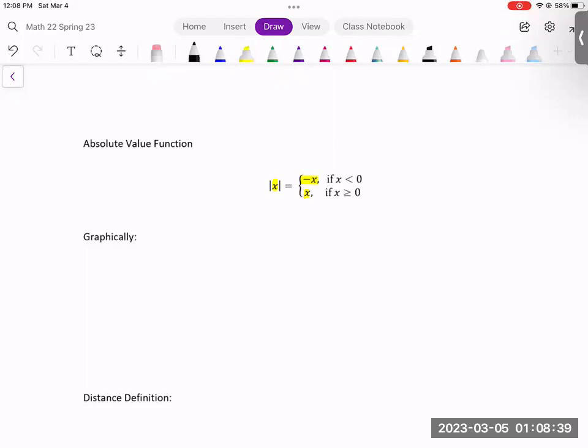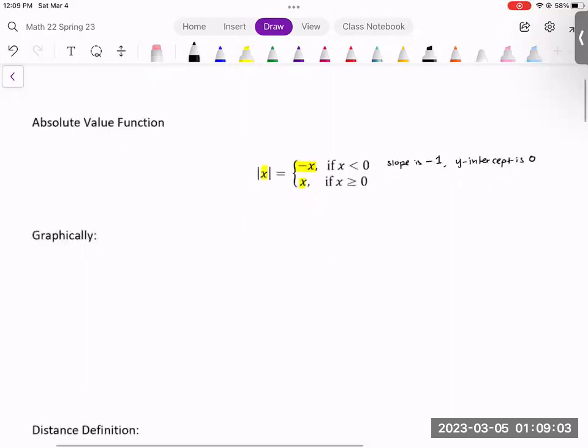So one way we can think about this is producing our graph. It's made up of a couple of pieces. Our first rule here is negative x. Our slope is -1 with a y-intercept of 0. And our second rule is x, which has a slope of 1 rather, and again, a y-intercept of 0.